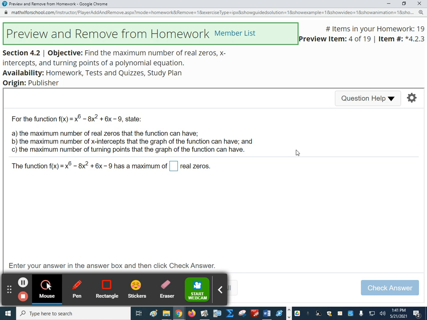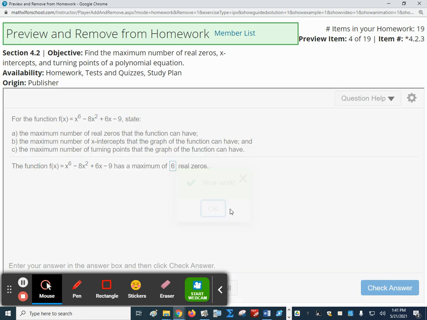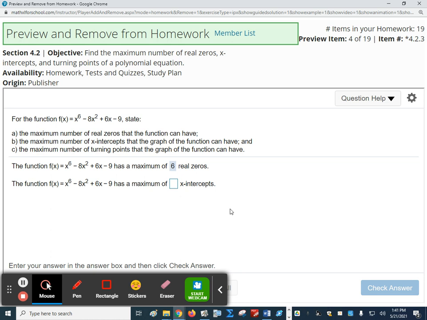Six, right? By the fundamental theorem of algebra, they could all be real, and none of them complex. Does that make sense? It might be that none of them are complex, so we could have up to six real zeros. Okay, what about the next part? It has a maximum of how many x-intercepts then? Six, right? Because a real zero corresponds to an x-intercept.